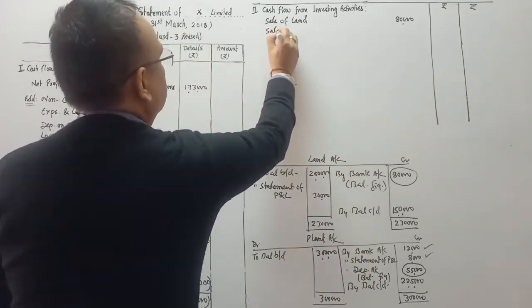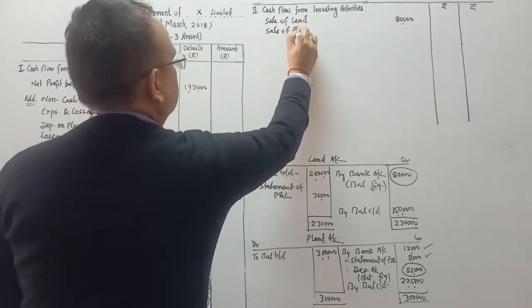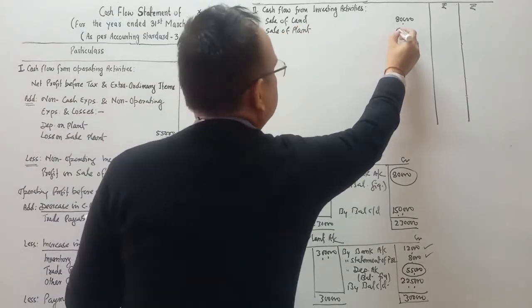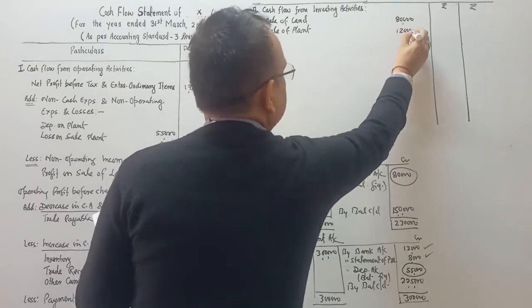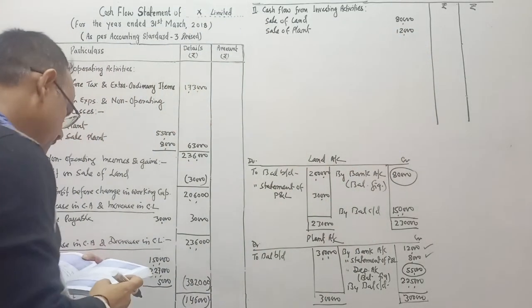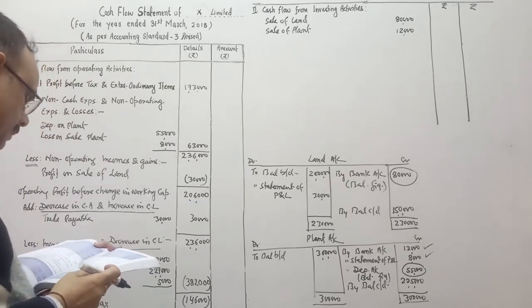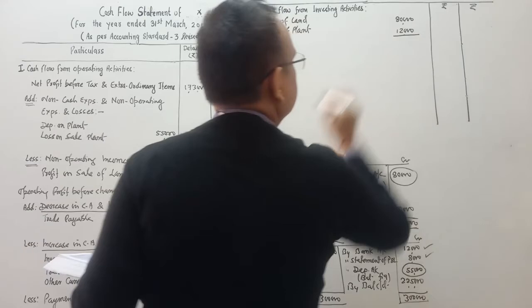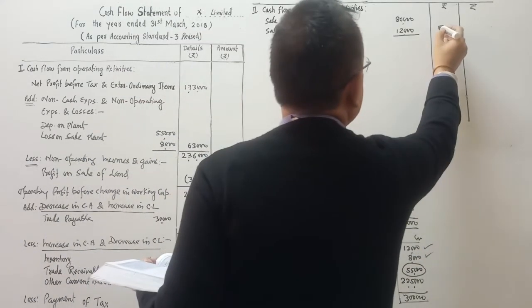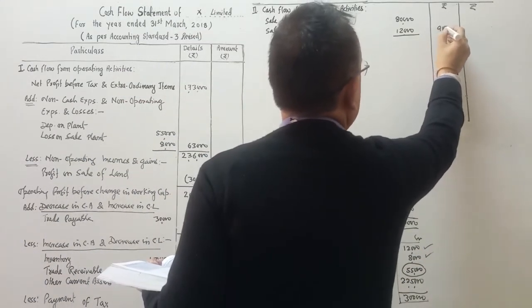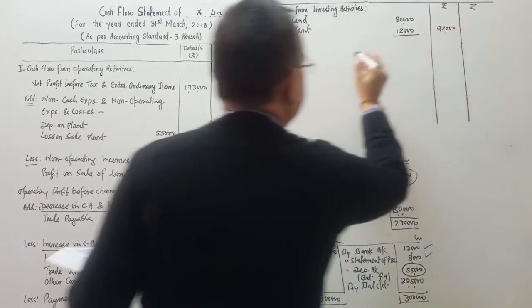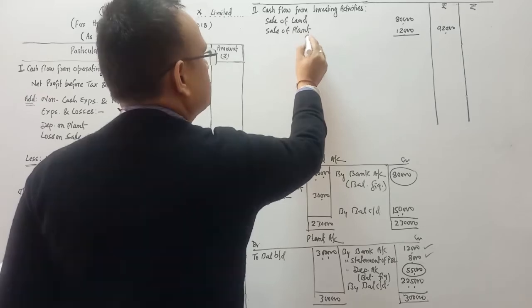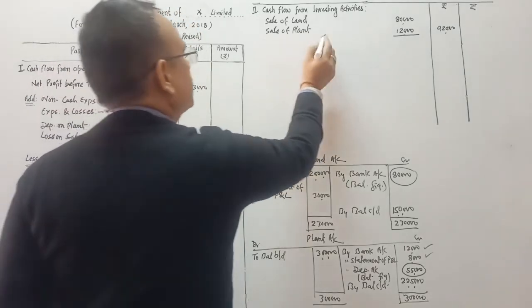Okay, and you see here sale of plant. Sale of plant is how much? Sale of plant is 12,000. So these only two come under the investing activities. So it is 92,000 total. Write this figure. These two are inflow. Sale of land and sale of plant is the inflow.